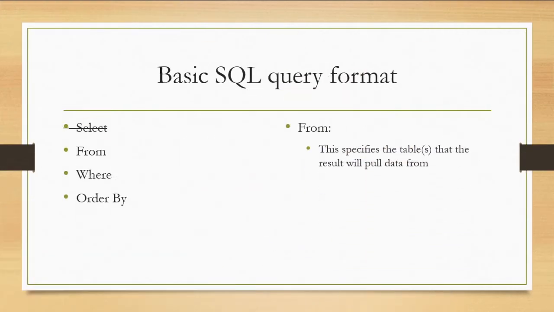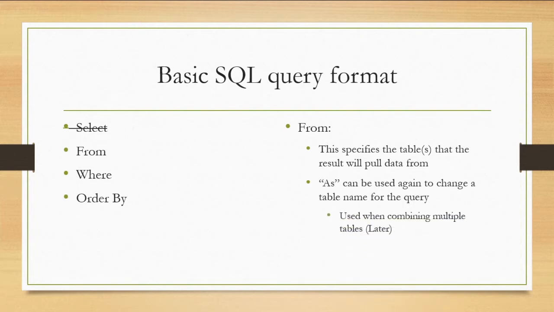FROM. This specifies the table or tables that the result will pull data from. AS can be used again to change a table name for the query. This is used more when you combine two or more tables in a complex query.